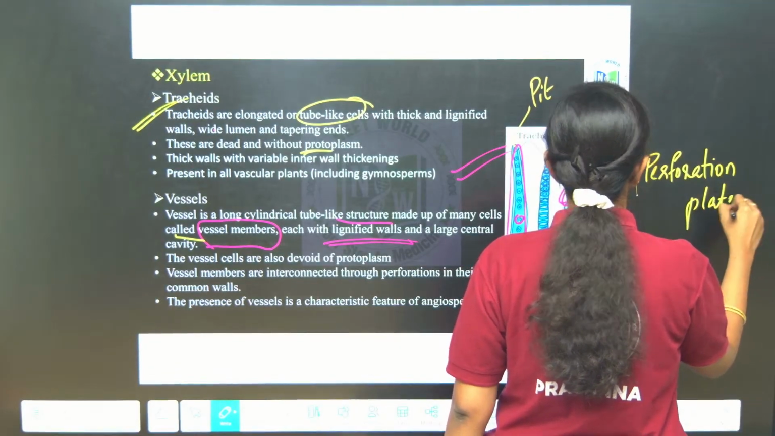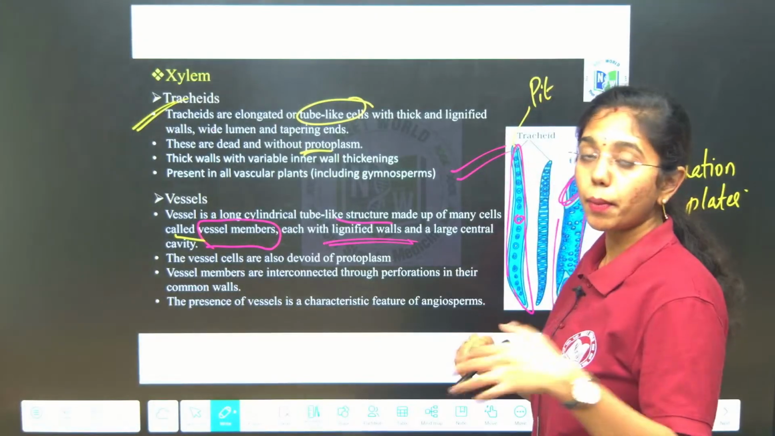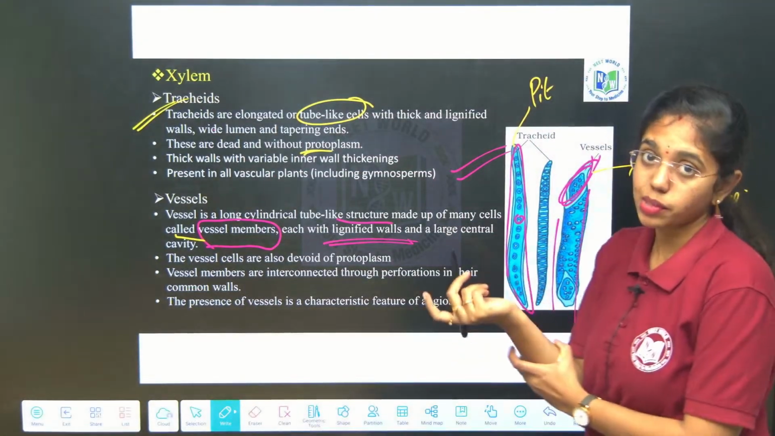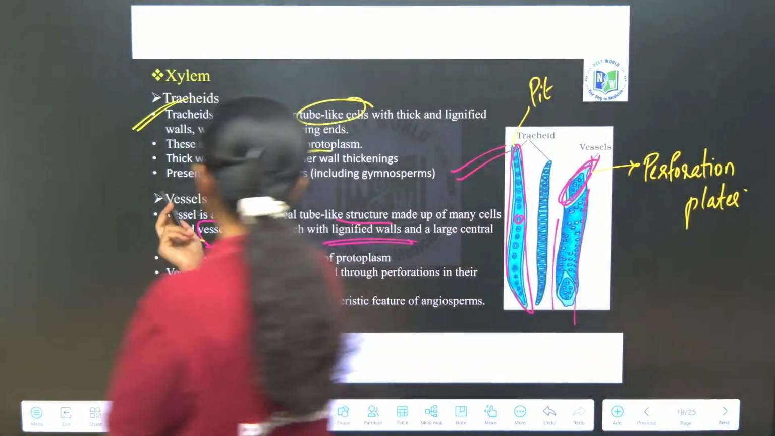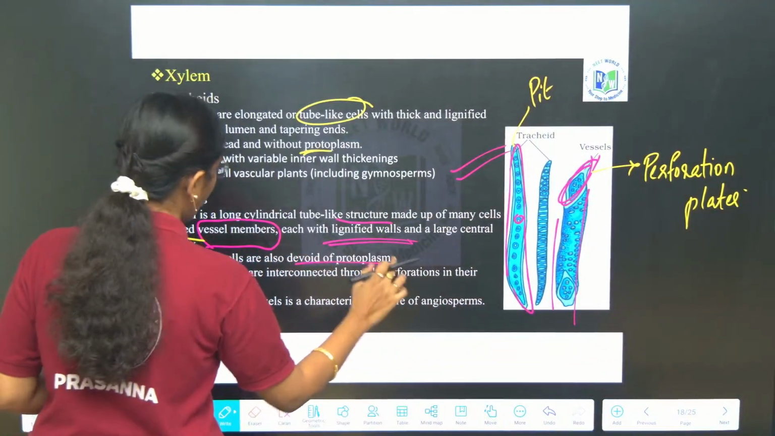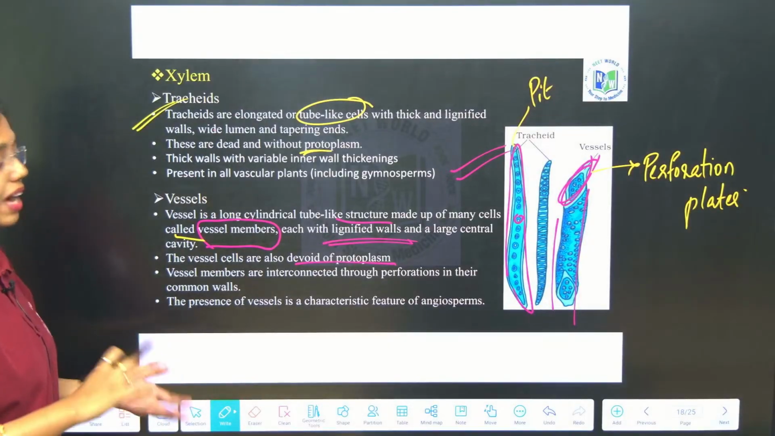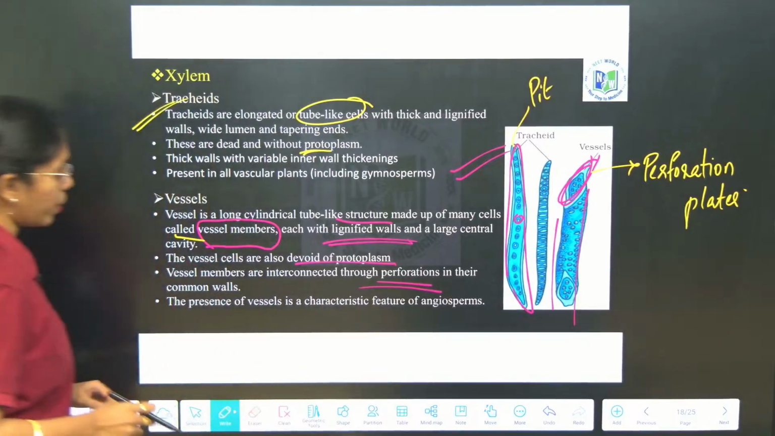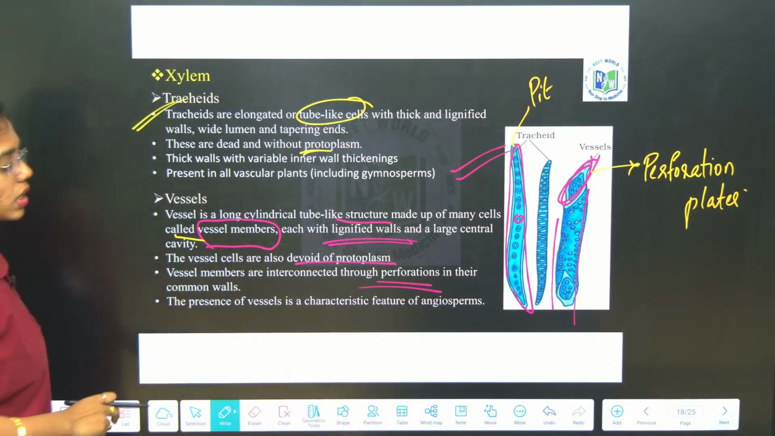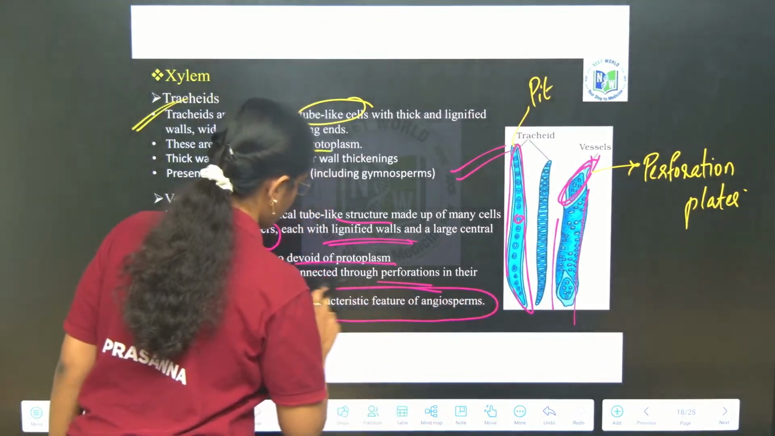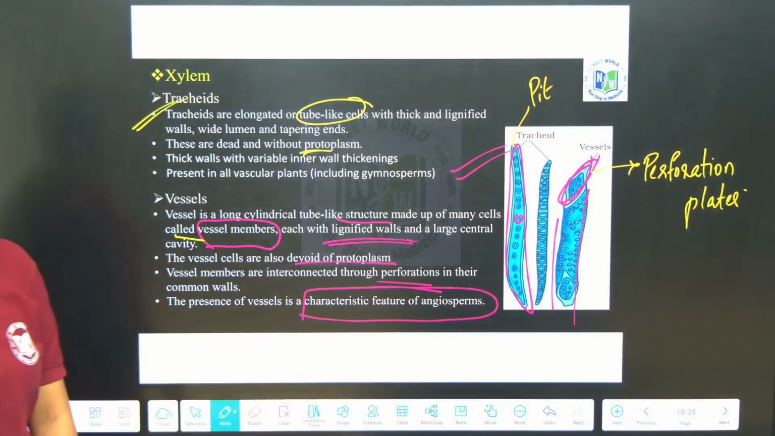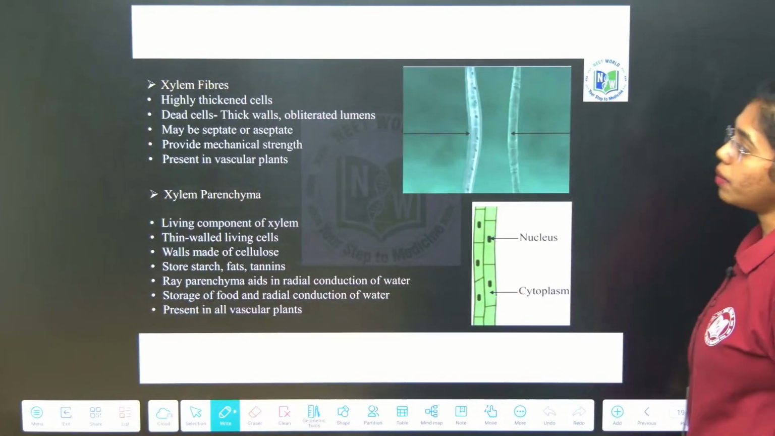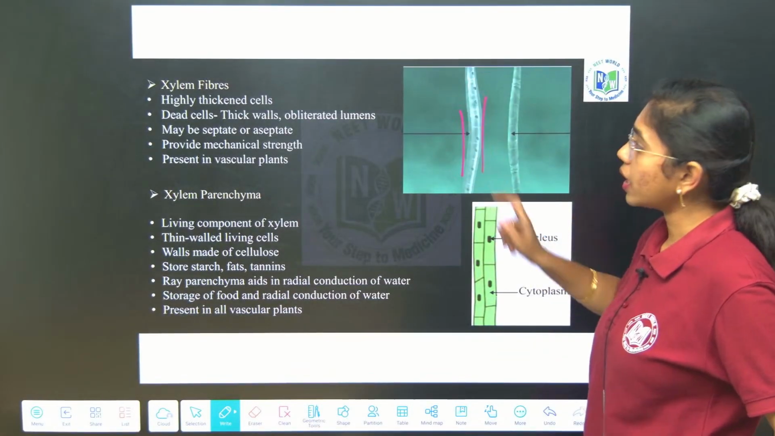Amongst tracheids and vessels, which will conduct the maximum amount of water? Your answer should be vessels. Vessels will conduct the maximum amount of water and minerals. The vessel cells are devoid of protoplasm. Vessel members are interconnected by perforations in their common walls. The presence of vessels is a characteristic feature of angiosperms.